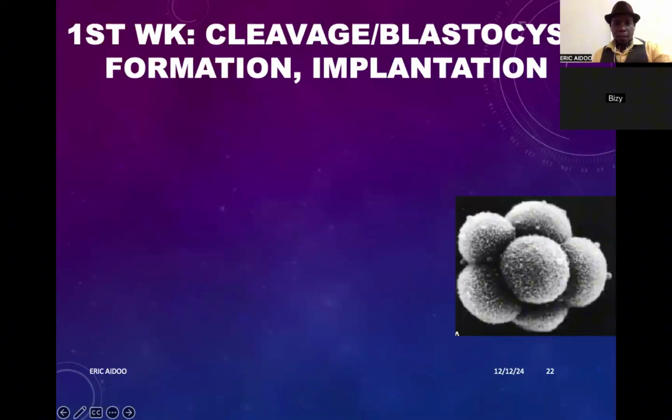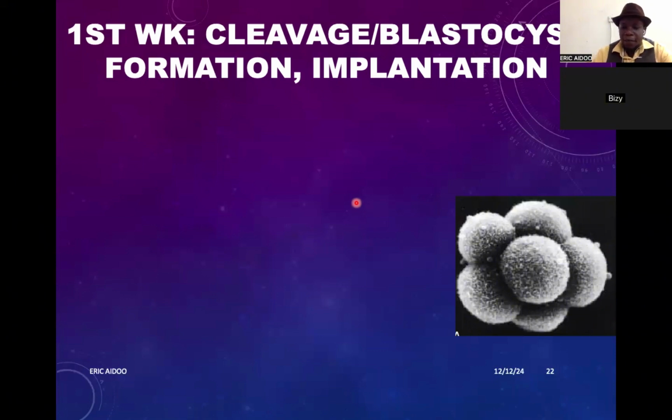All right, so welcome once again to the next session. We are looking at the first week of embryogenesis, and this will include cleavage, blastocyst formation, implantation. So we just finished looking at gametogenesis, where the male and female gametes were formed.